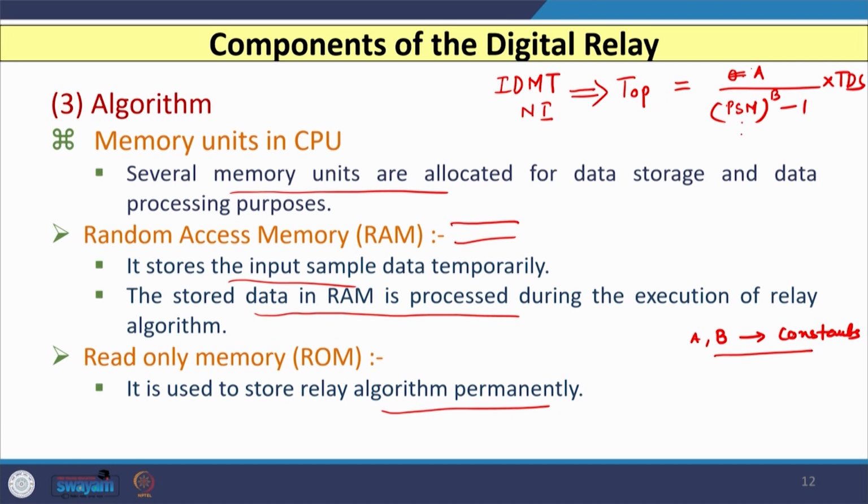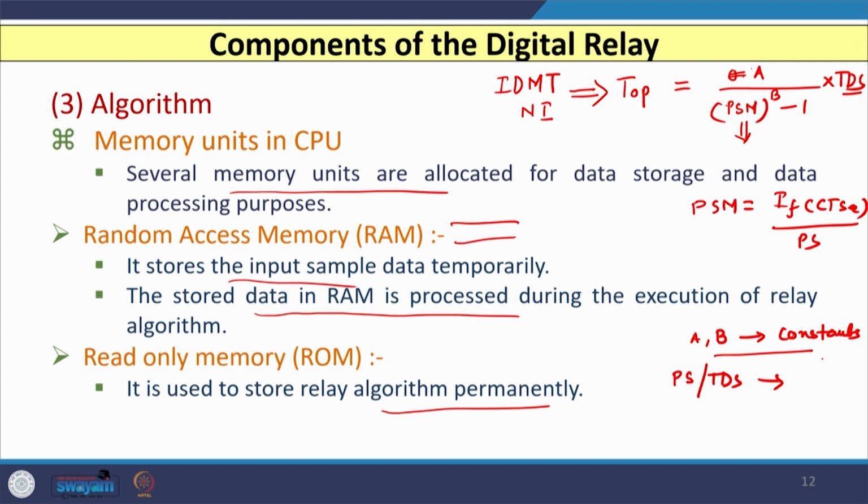Then we have the plug setting multiplier. So, the plug setting multiplier is defined by the fault current available on the CT secondary divided by the plug setting of the relay. The range of plug settings is available, similarly the range of TDS is available, and these values of PS and TDS are already available or stored in EEPROM.